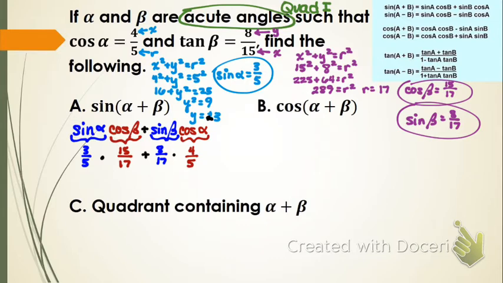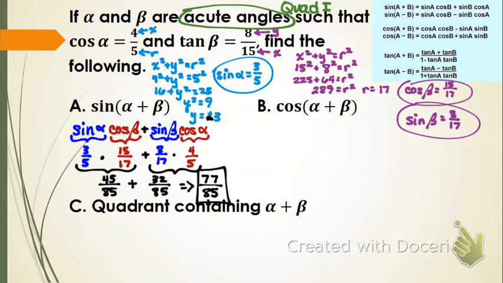So now I need to multiply this together. What is 5 times 17? Because that's going to be my denominator. Is that 85? So 45/85 plus 32/85. So what, 77/85? So far, so good? Hopefully the second part of this problem will be easier.